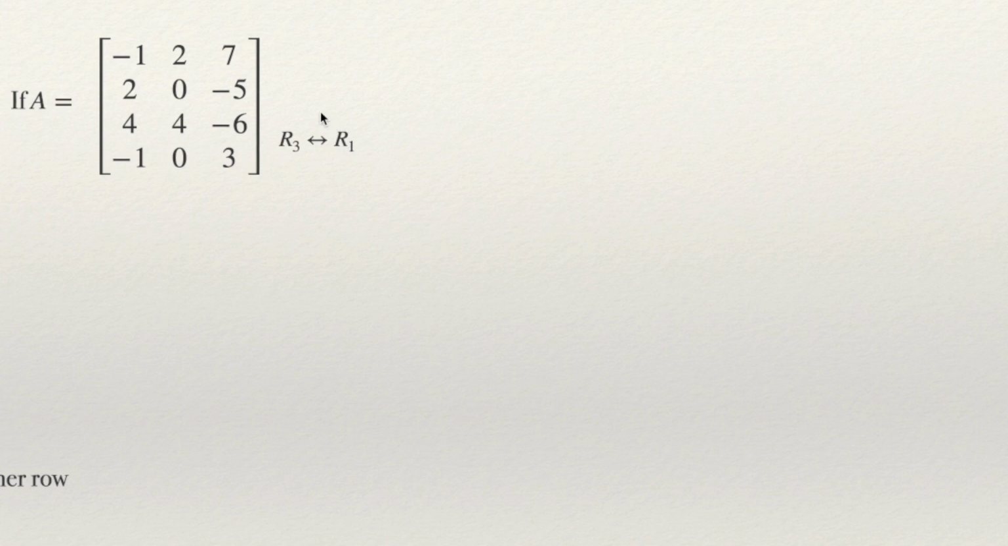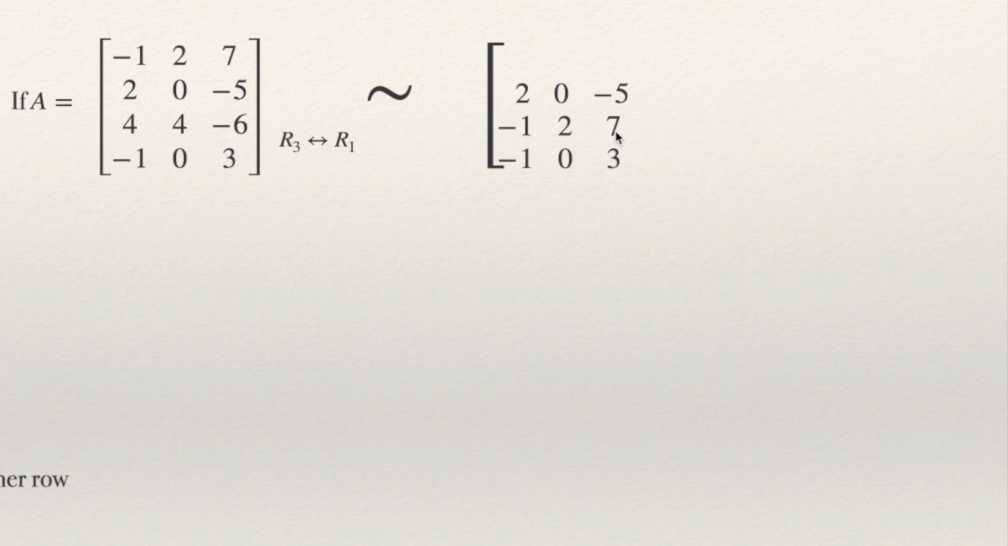So the equivalent matrix will be another matrix in which the other rows remain the same. For example, the second row remains the same. The last row, minus 1, 0, 3, remains the same. But in the first row, we're going to see what was before row 3. So here will be minus 1, 2, 7, and in the first row I'm going to type 4, 4, minus 6. So that will be the new matrix, and this matrix will be row equivalent to the previous one. This is an example of a row swap.